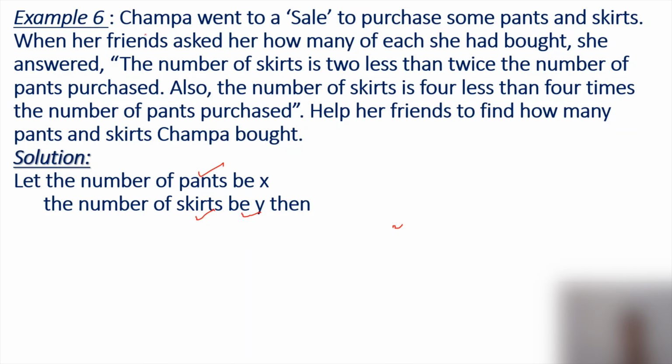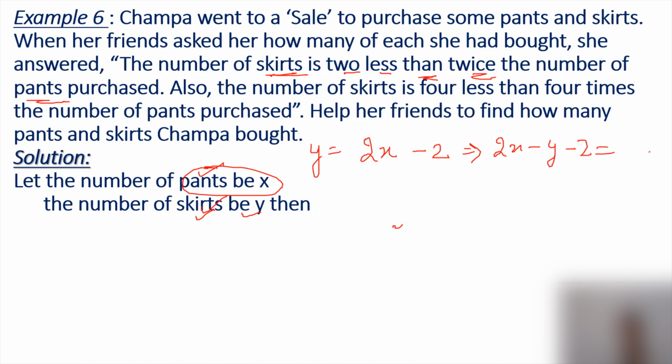Then what is the relation given to us? The number of skirts. Number of skirts means Y. Y is equal to, Y is 2 less than whom? Twice the number of pants. How many pants did she purchase? X. So twice of that means 2x minus 2. And it can be rewritten as 2x minus y minus 2 is equal to 0.